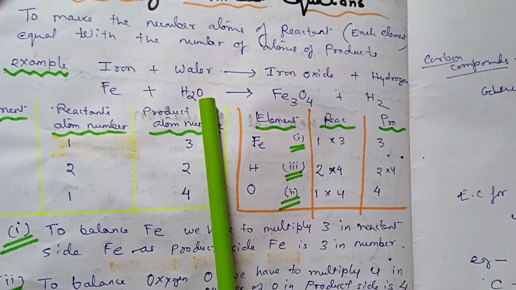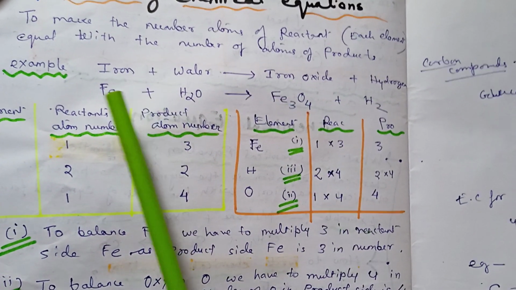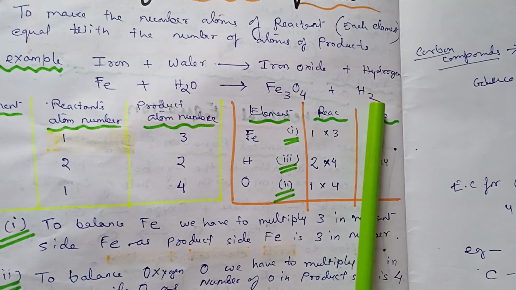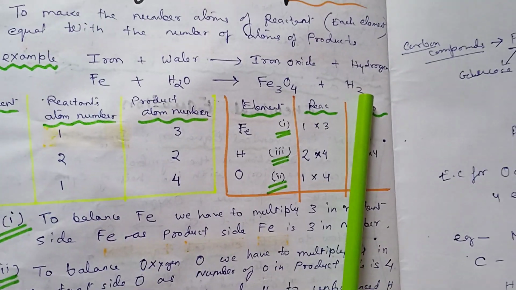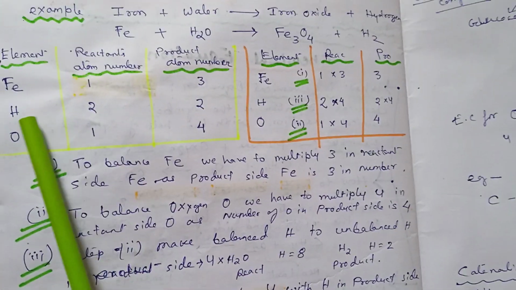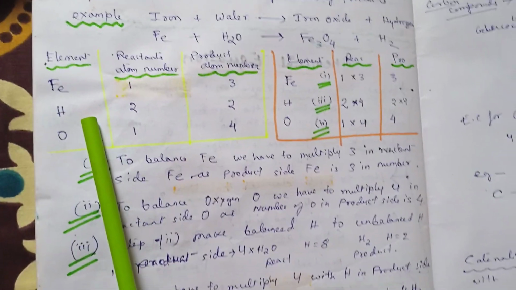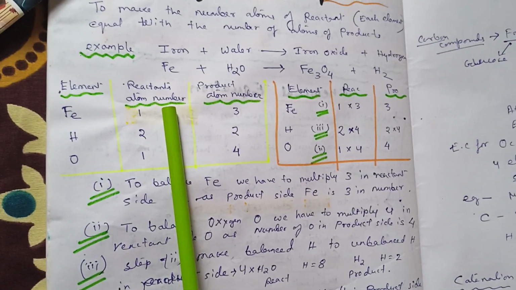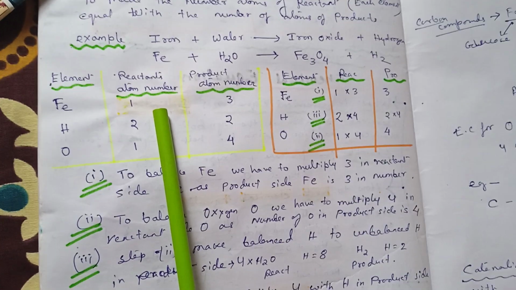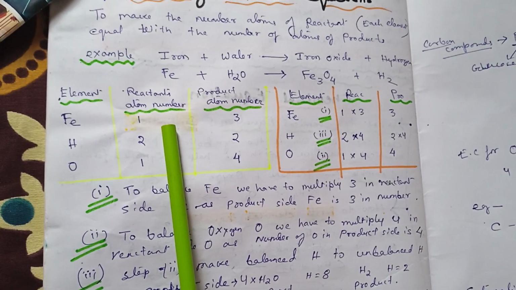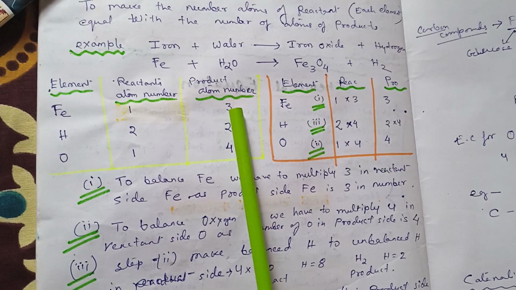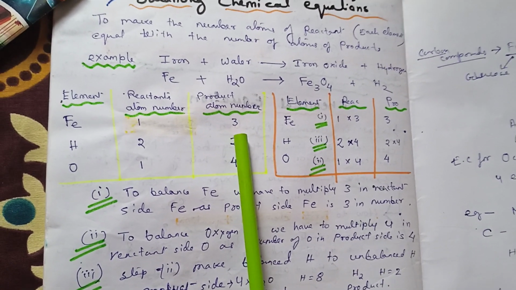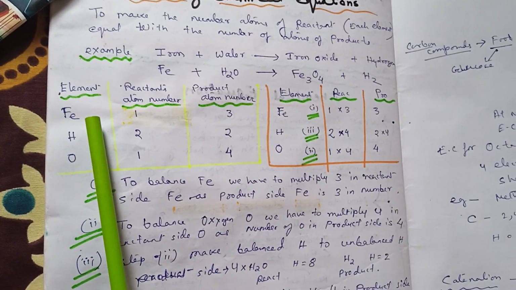Fe plus H2O gives Fe3O4 plus H2. Fe is iron, H2O is water, Fe3O4 is iron oxide and H2 is hydrogen. To balance this equation, we have to make a table. The table has 3 columns. The first column is element. The second column is the reactants' atom number, meaning the number of atoms of all the elements on the reactant side. The third is the product atom number, meaning the number of atoms of all the elements on the product side. We have to write this for all the elements.